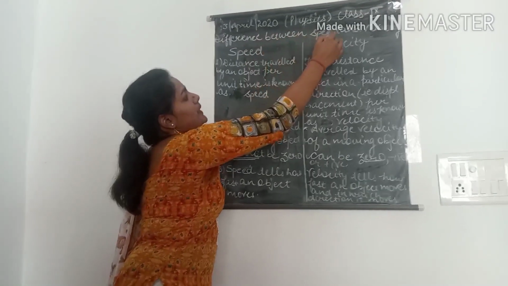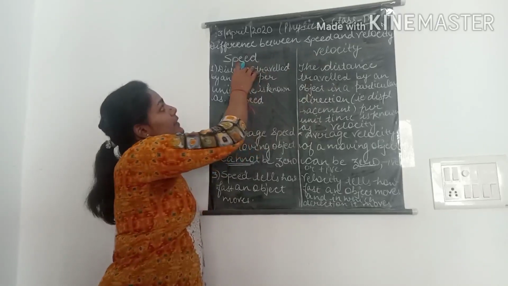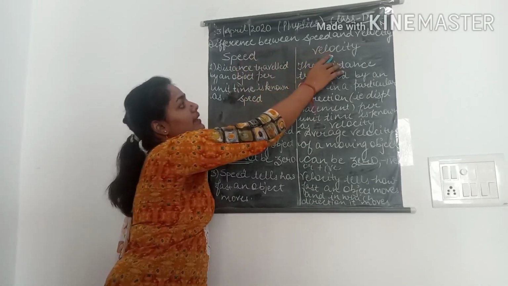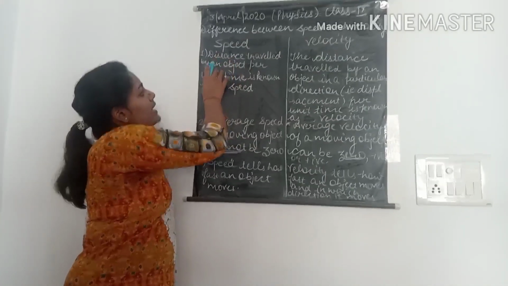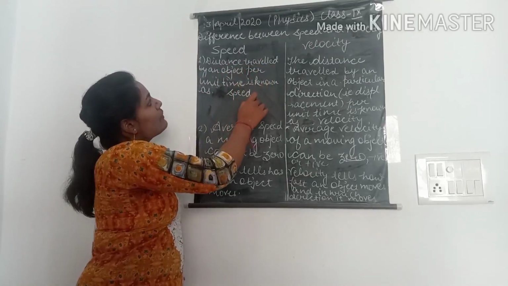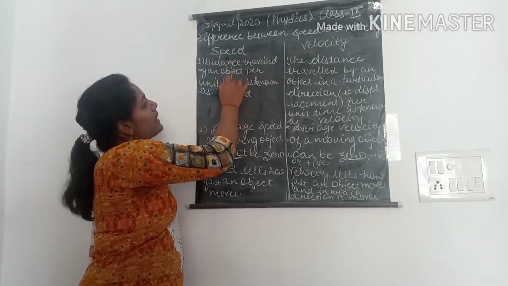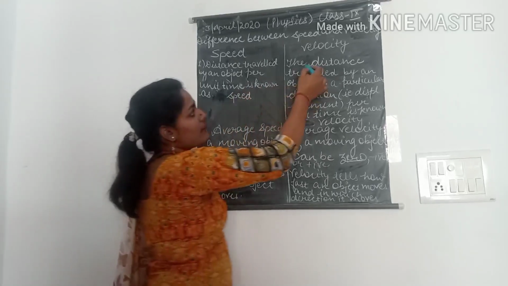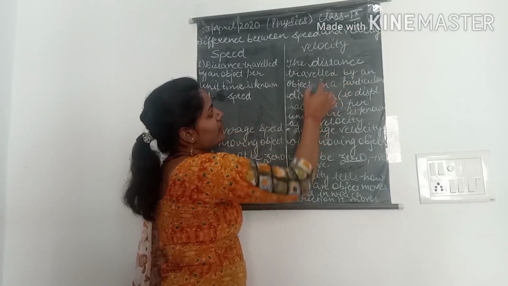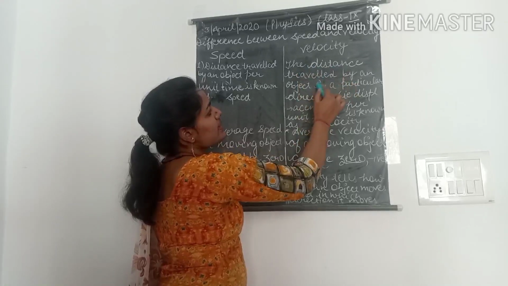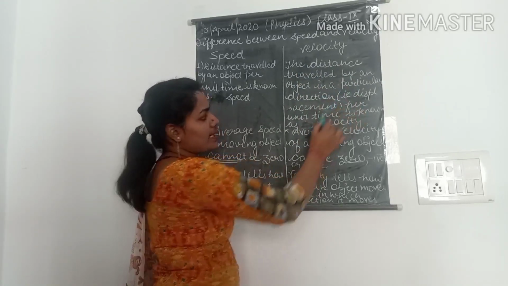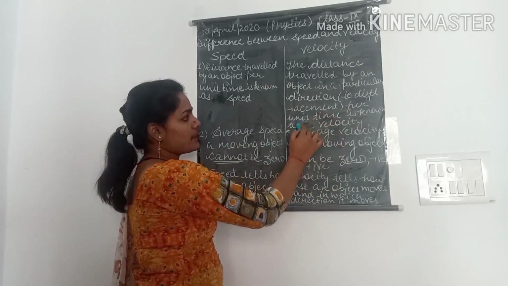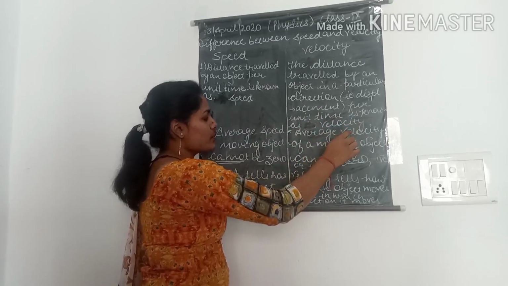Difference between speed and velocity. Firstly, we talk about speed, then velocity. Here we write the definition of speed. Distance traveled by an object per unit time is known as speed. In the same manner, we also write the definition of velocity. The distance traveled by an object in a particular direction, that is displacement, per unit time is known as velocity.